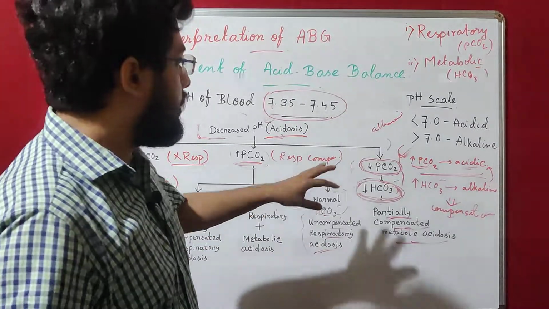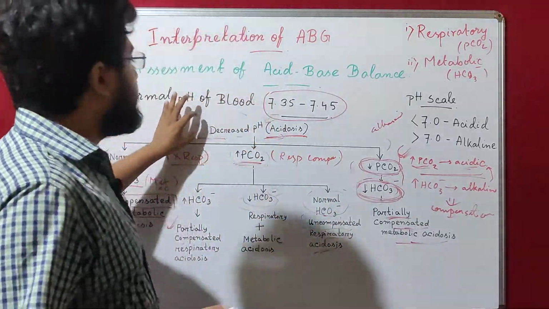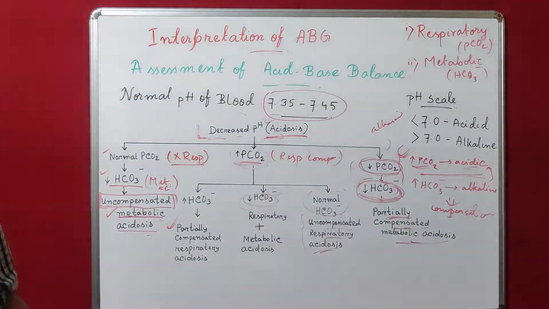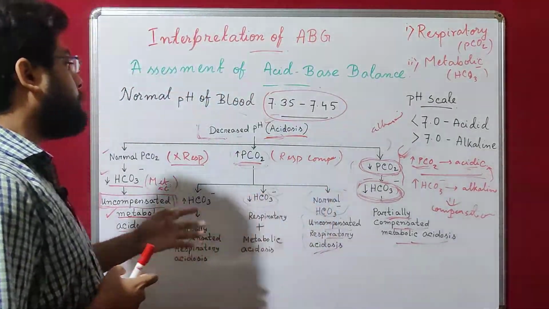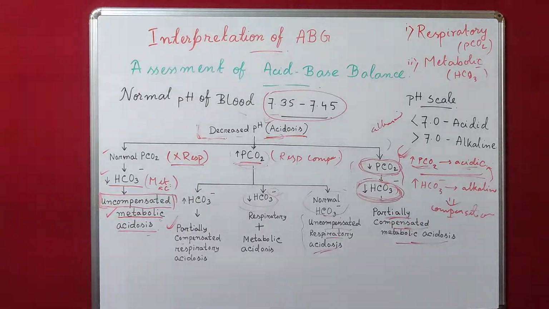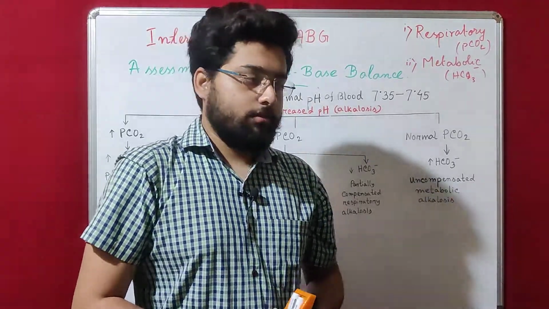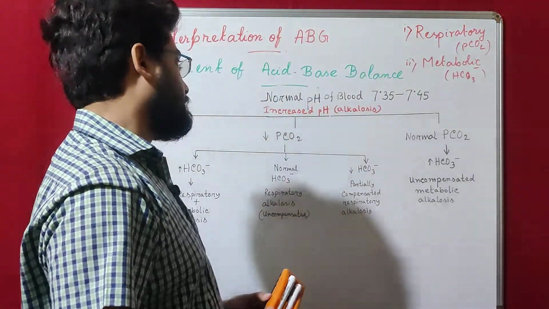So these are all the chances we can see if there is a decreased pH in an ABG report. Next we will see what are the chances we can see in an ABG report when there is an increase in pH. That means when there is alkalosis. So the next scenario which I am going to discuss is alkalosis.